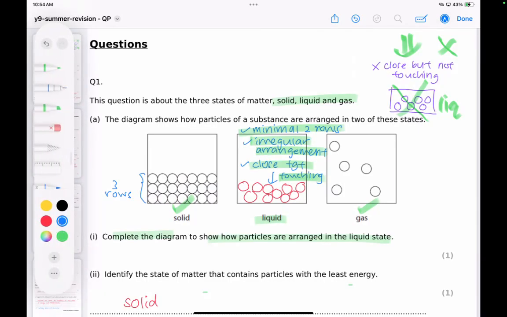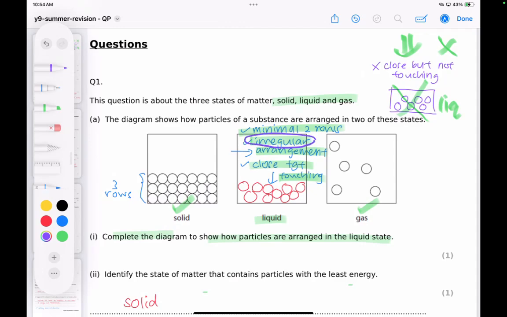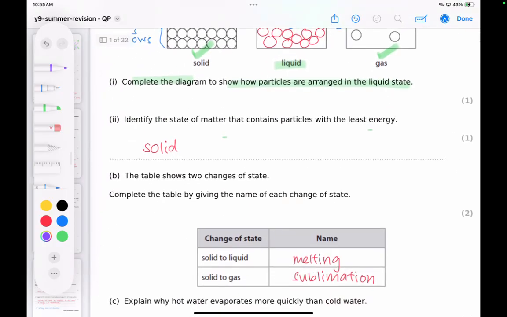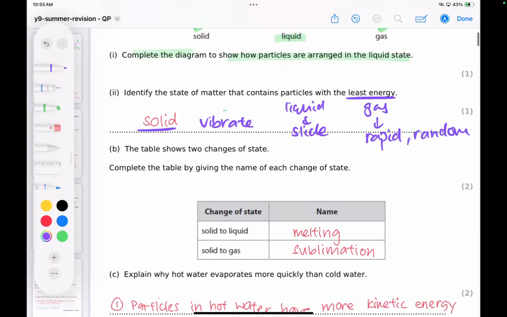At this point of time, I also want to highlight that this word irregular, I'm just going to use another color, is a keyword that we use to describe the arrangement of liquid. Okay, so sometimes this question can be a drawing question, sometimes it can be a descriptive question. All right, least amount of energy is solid. Solid only vibrates. Okay, for liquid, we use the words slide across each other, and then for gas, it's rapid and random movements, because of the high energy in gases.